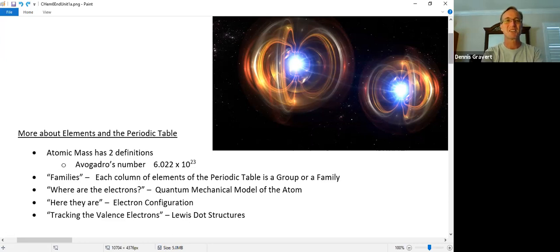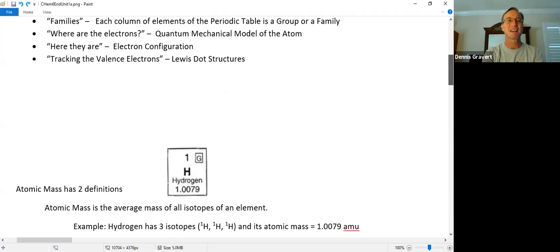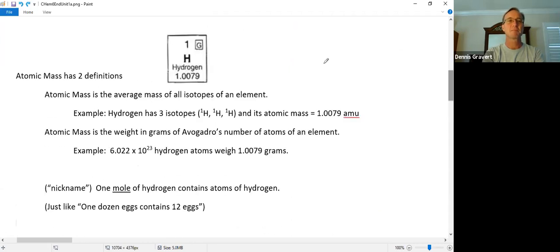Okay, let's go right to it. Let's talk about atomic mass. In a previous video, we talked about how there are different isotopes for elements. For example, hydrogen, the first element. Whoa, I forgot to edit this, sorry. That's a 2 here, and this is a 3. Okay, so there's 3 isotopes of hydrogen, and these are their chemical symbols, right?